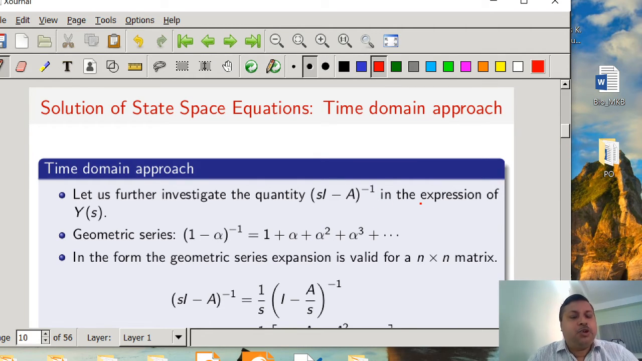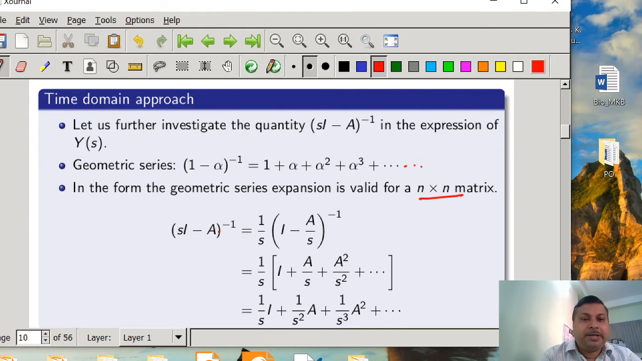You can remember the geometric series, that is (1 minus alpha) to the power minus 1, which can be written as an infinite series: 1 plus alpha plus alpha square plus alpha cube, and so on. Now the same geometric series can be written for a matrix A, which is a square matrix, that is n by n. How? Now you see (sI minus A) inverse can be written, if you take s common here, as (1 by s) times (I minus A by s) inverse.